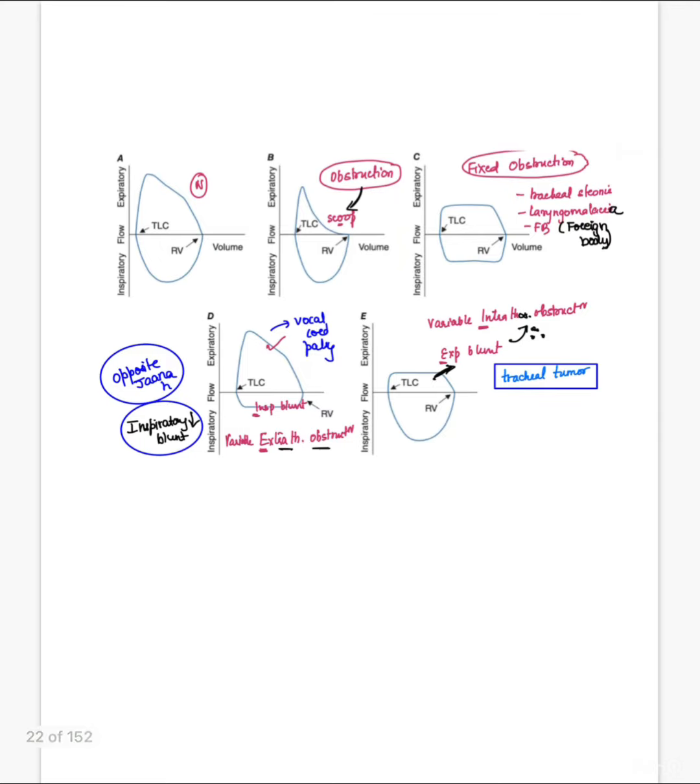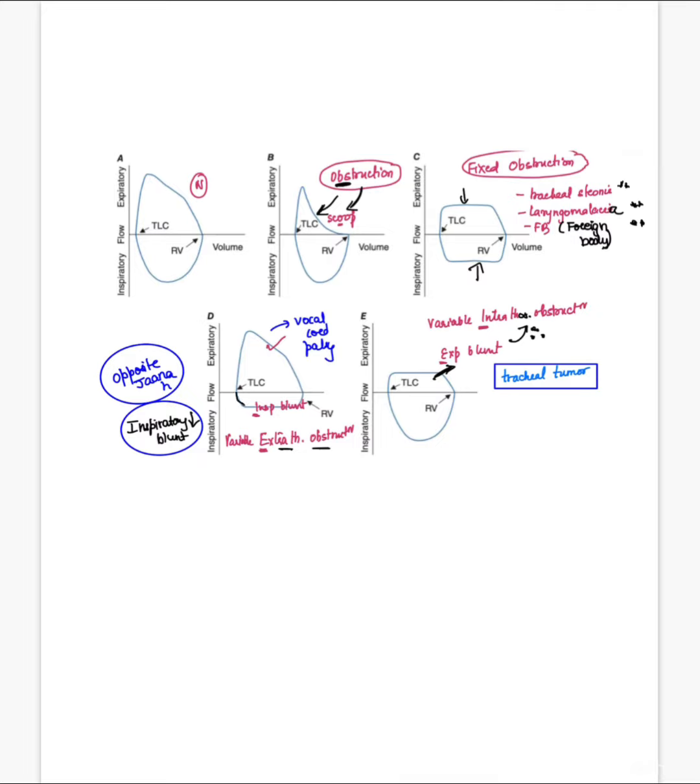Okay, now looking at one more photo, guys. Look at this, all of them will be clear. So this is normal, guys. Expiratory, inspiratory. Here you see the scooping out, that is obstructive. A scoop has been taken out. Now coming on to this one, guys. Fixed straight line on both sides, that is fixed. That is in your tracheal stenosis, laryngomalacia, foreign body, guys.